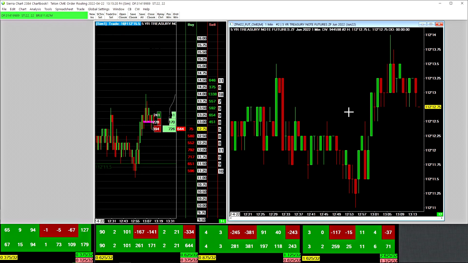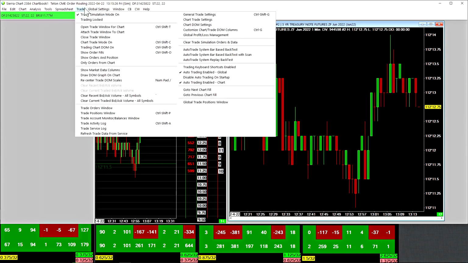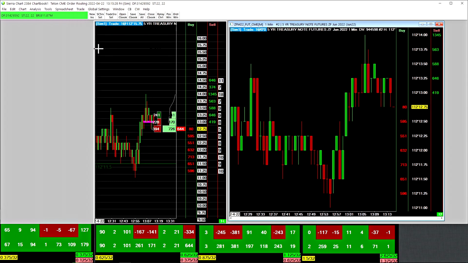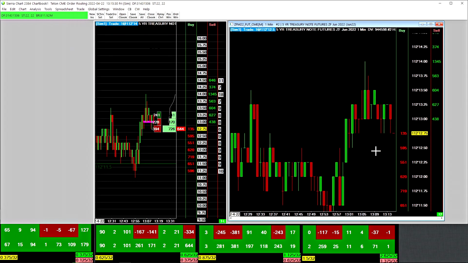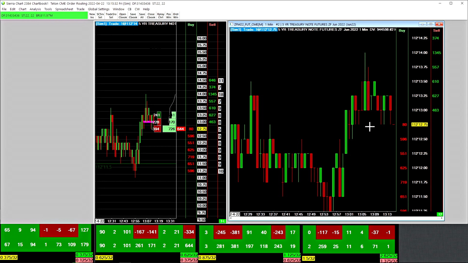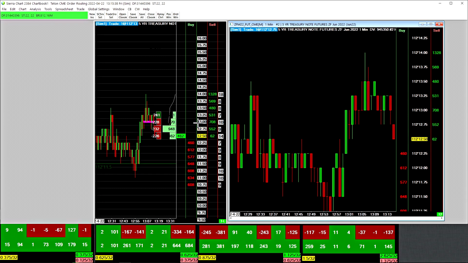The next thing is, in order to get the trading DOM on the chart, you actually need to select trade, then trading chart DOM on. So now we have a trading DOM on the chart. Okay, now as you can see here, the value scale for this chart is different than that one. That is because, as I previously mentioned, that value scale is actually a custom study.